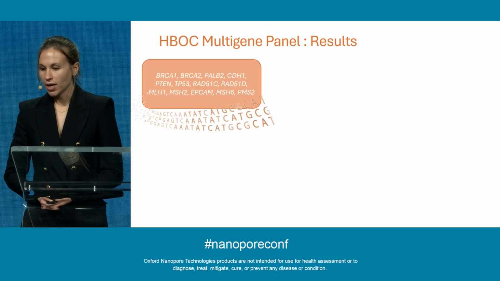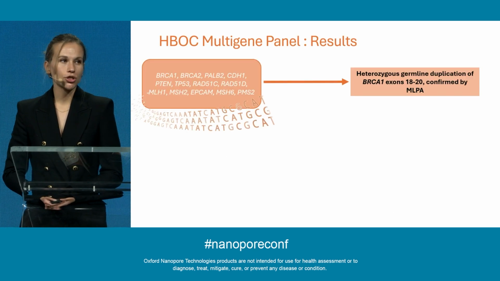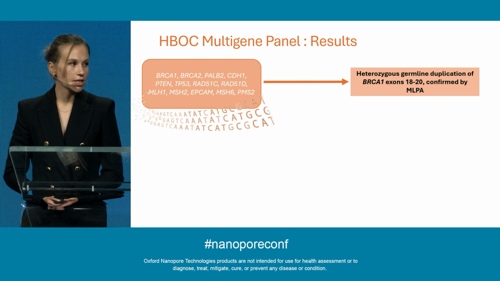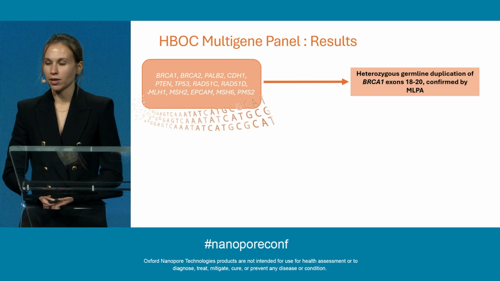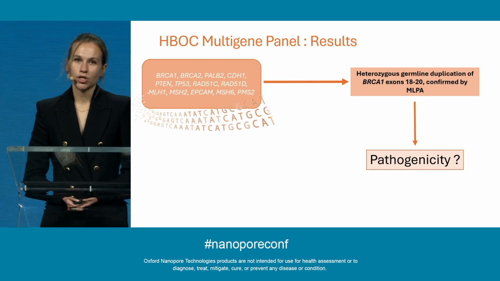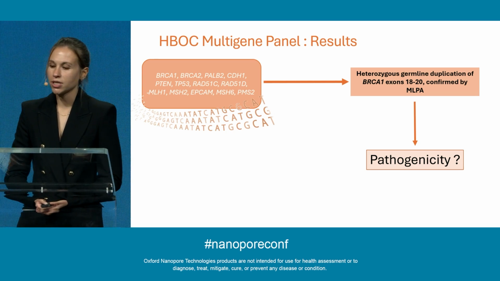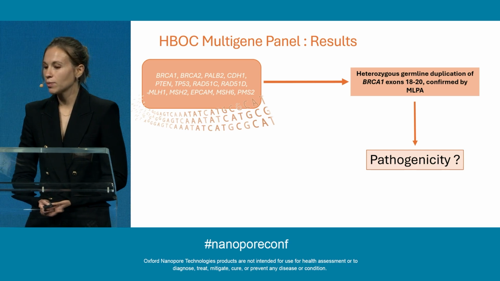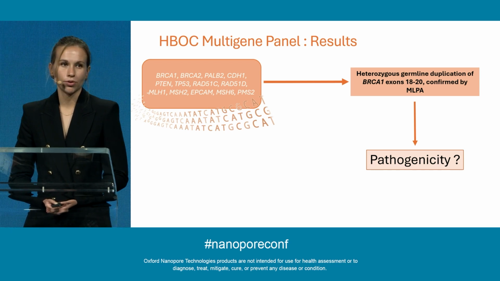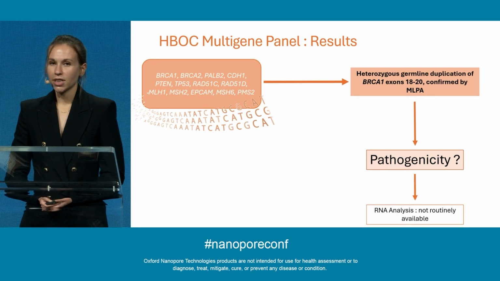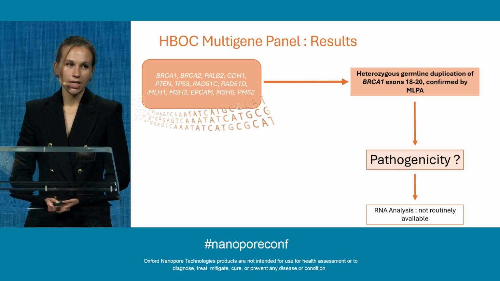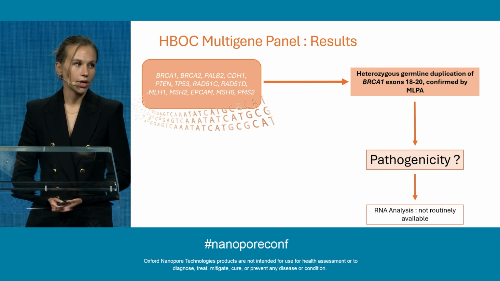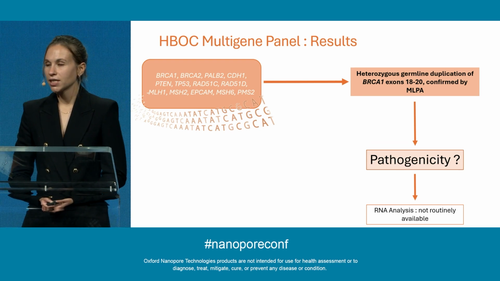So this panel came back with the result of a heterozygous germline duplication of BRCA1 exons 18 to 20, which was subsequently confirmed by MLPA. But once we had this information, we could not assess the pathogenicity of this variant because we didn't know where in the genome it was occurring and basically if it was a tandem duplication or not. So normally in this case, this would require RNA analysis, which means another sample for RNA extraction, and another technique that is not routinely available in our lab.